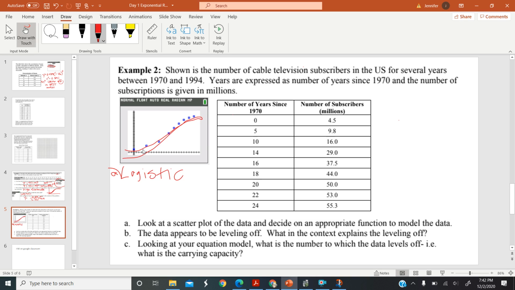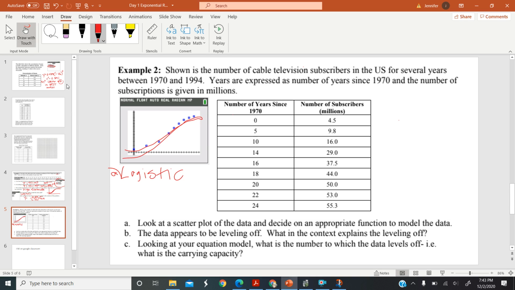And then it says the data appears to be leveling off. What in the context displays the leveling off? It's kind of the same as the last problem. The number of cable television subscribers in the US will never be able to exceed the number of people in the US. So at some point it's going to have to level off. And then for C, looking at your equation model, what is the number to which the data will level off to? For example, what is the carrying capacity?